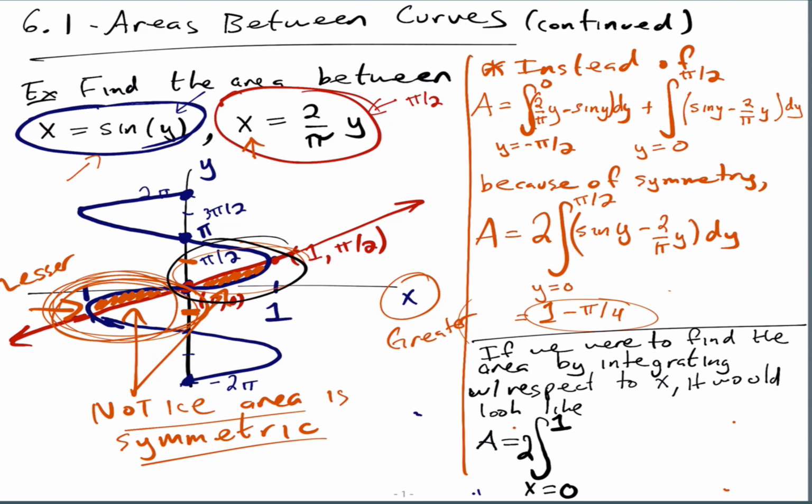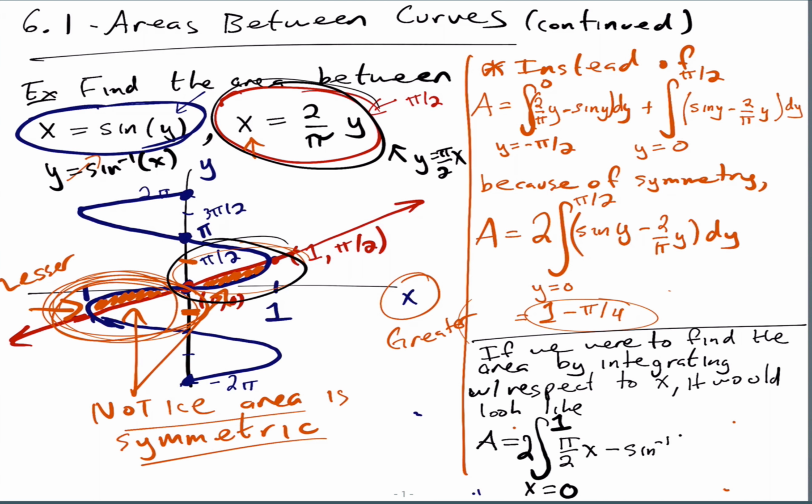All right, so now if we're integrating with respect to x, then this function has to be a function of x, right? So it would be y equals pi over 2 x, right? And then this one would be y equals inverse sine of x, right? Does that make sense? Okay, so what would be the order down here on the integral then? Exactly, it would be pi over 2 x minus inverse sine of x. Why? Because pi over 2 x is greater, right? Does that make sense? Yeah. Okay.